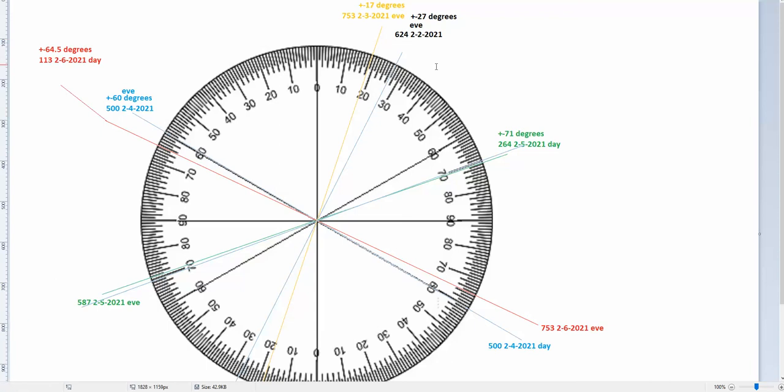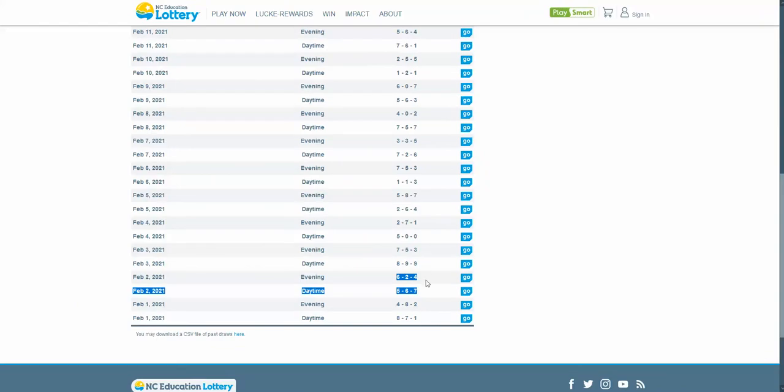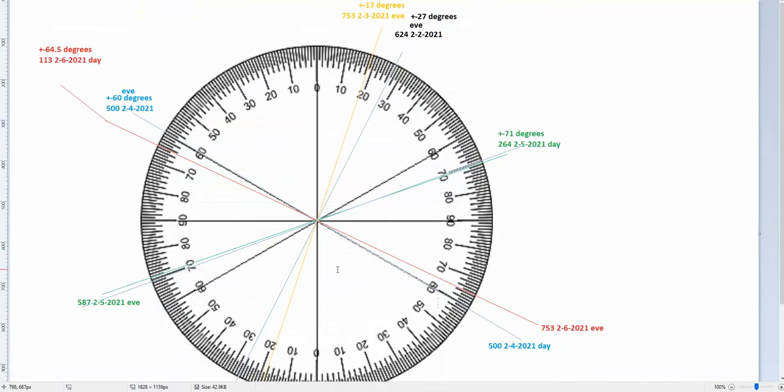And then we have the fourth, which is here, which would be coming down this way. The day draw was 500. The evening draw for the fourth was, I've got it right here. I don't know why I put 500 there. 271. But the 271 was up this direction, so that was pretty close to 60 degrees.